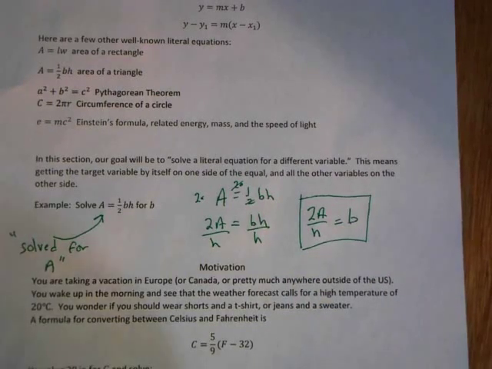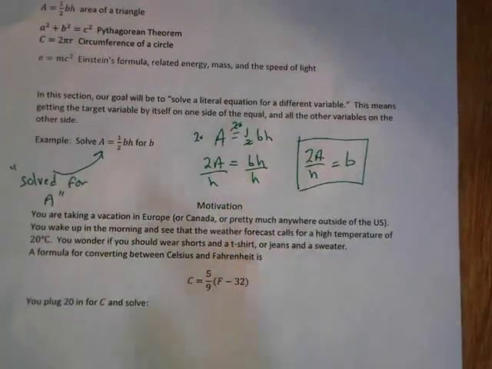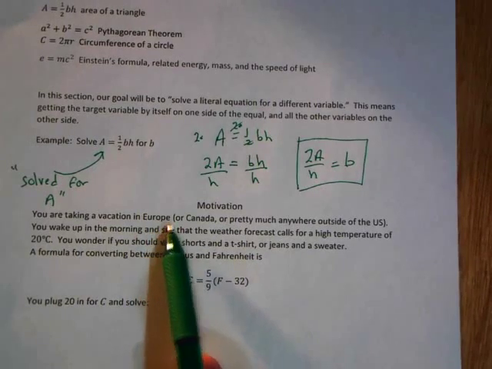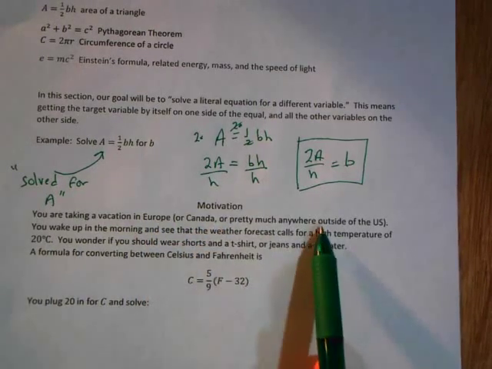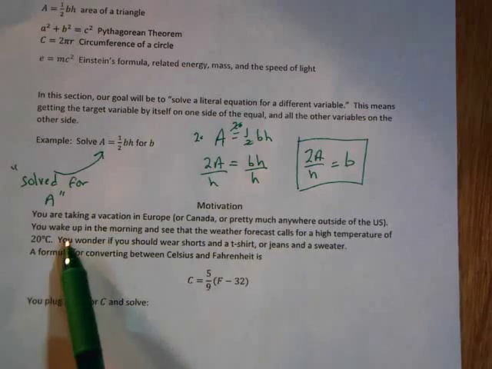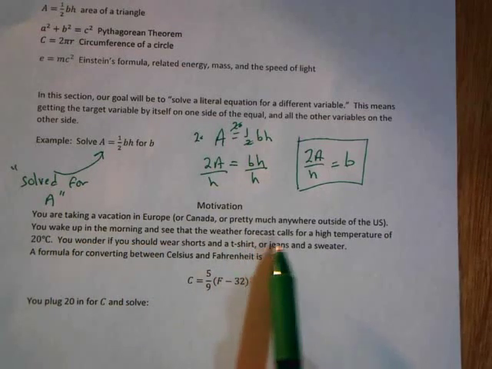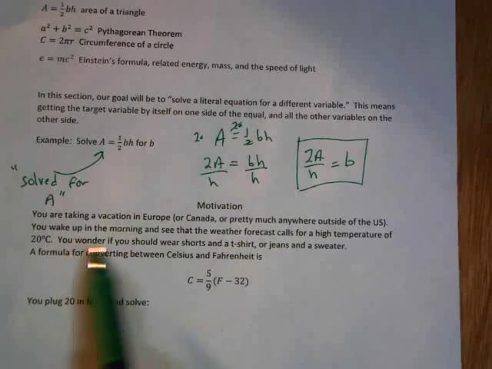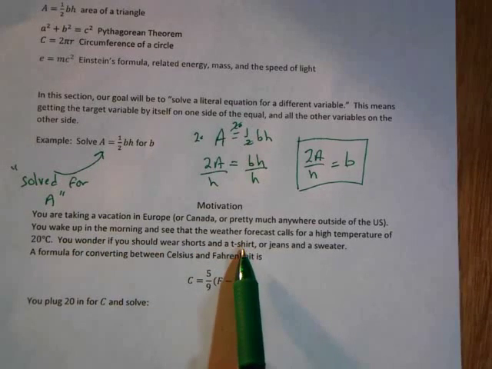All right, why might we want to do this sort of thing? Here's one of the best examples I know of. You are taking a vacation in Europe or Canada, or pretty much anywhere else in the world outside of the US. You wake up in the morning and see that the weather forecast calls for a high temperature of 20 degrees Celsius. Everywhere else in the world uses a Celsius scale. We're the only ones who use Fahrenheit. You wonder if you should wear shorts and a t-shirt or jeans and a sweater.